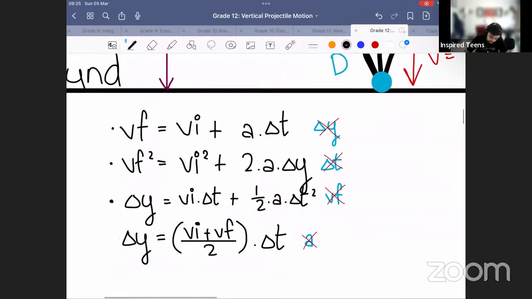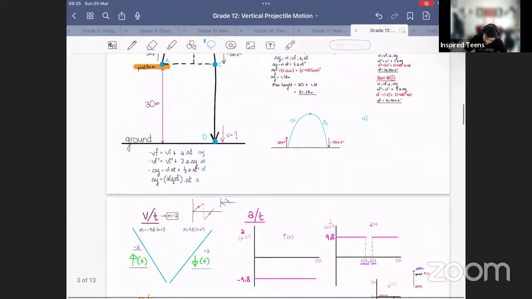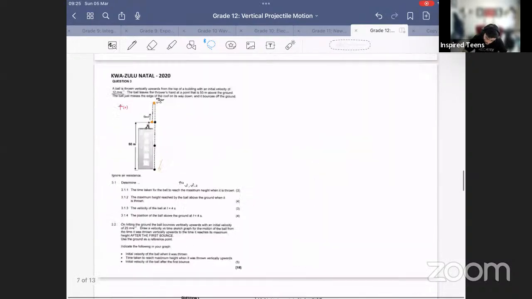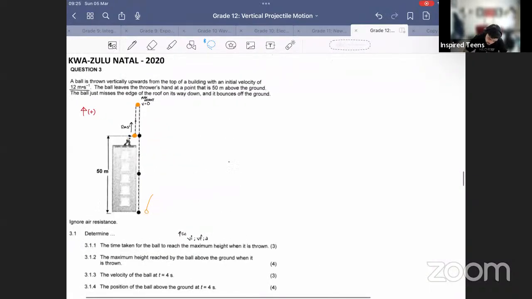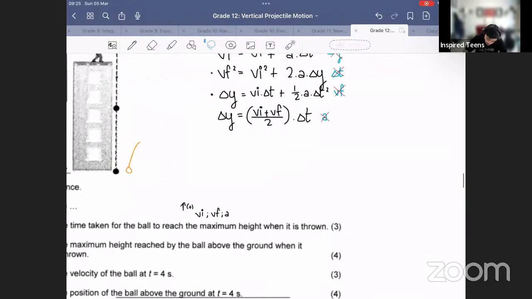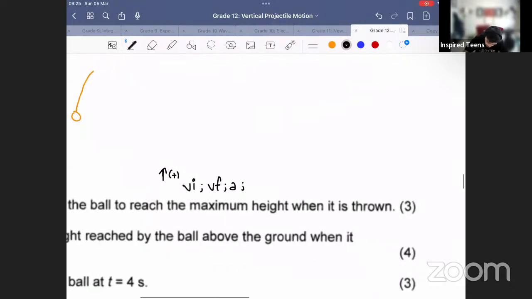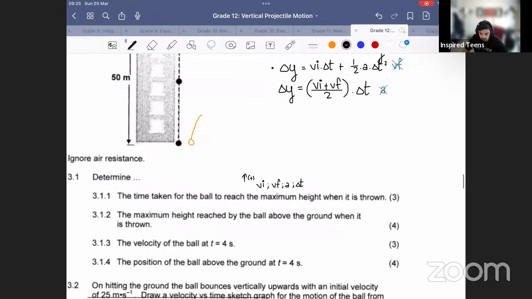Let's paste our formulas right here so they're in our face and we can access them all the time. Okay, what am I forgetting? I'm forgetting what we want. We want the time, we want delta t. So you have to put what you have and what you need.